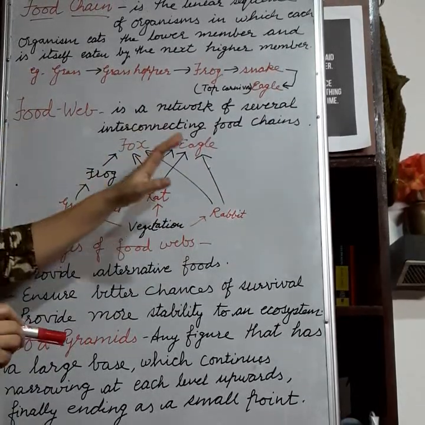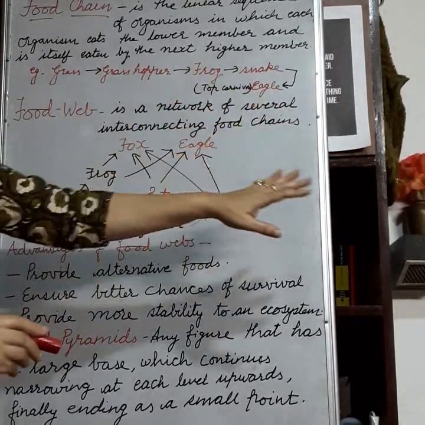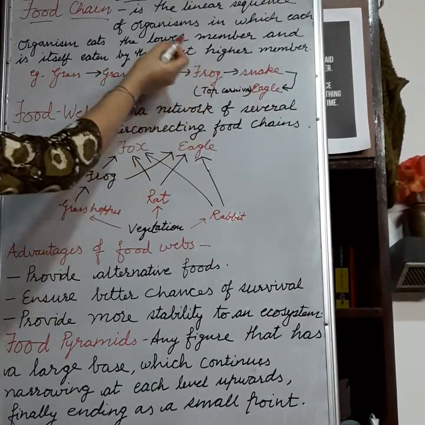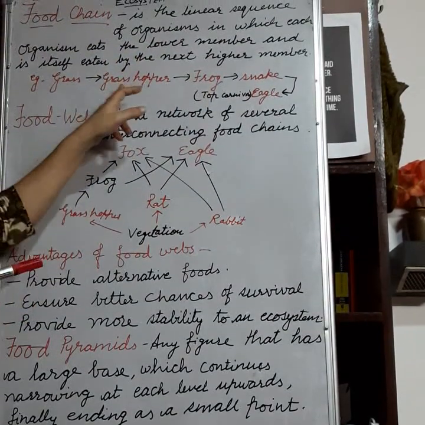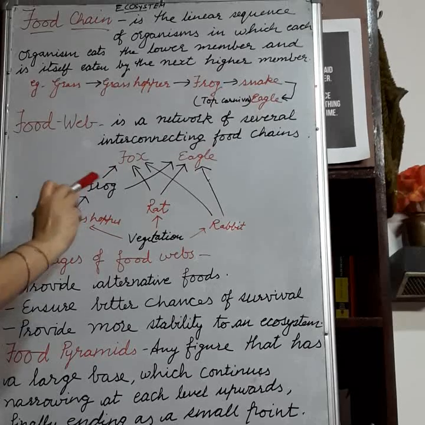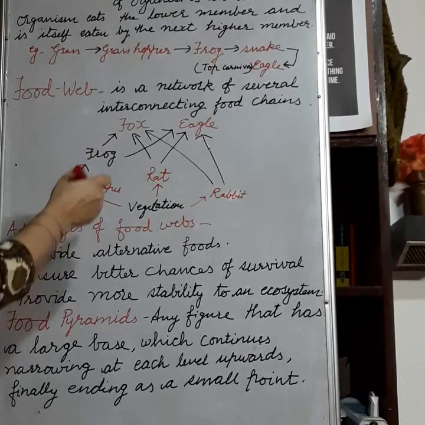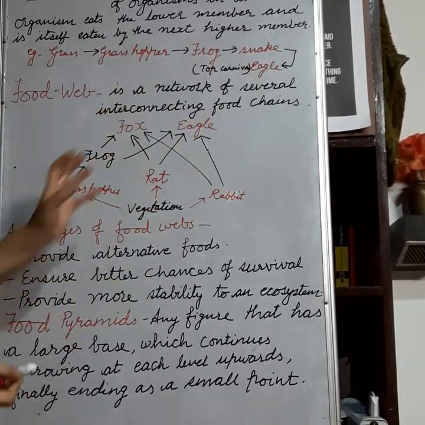Because in jungle there is no specific rule that frog will eat only grasshopper. There is no fixed rule. So they have lots of choices.